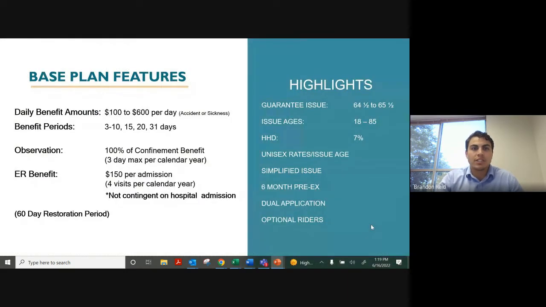So tons of value just in the base plan itself, right? Benefits ranging from $100 a day to $600 a day in $50 increments, covering both accident and illnesses. Benefit periods ranging from 3 to 10 days, 15, 20, or 31 days. In Utah, that's a benefit that's limited to 10 days minimum. Small things like that, where I'm sure working with Joe, it's going to help us make sure that that's understood.